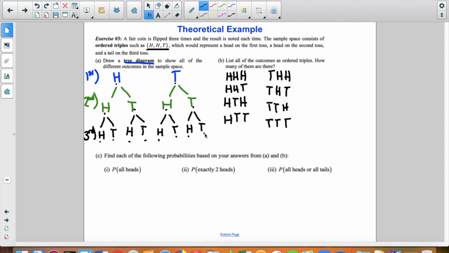Okay? Now we've listed every possible outcome and it says how many are there? We have 1, 2, 3, 4, 5, 6, 7, 8. So we have 8 total outcomes.